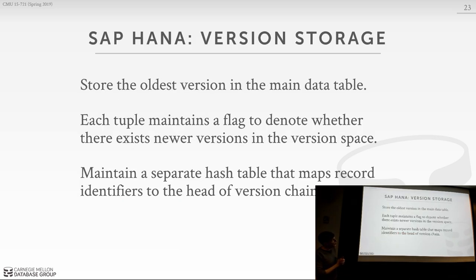The way they're going to do version storage is that they're going to store the oldest version in the main data table, and then the newest versions, including uncommitted versions, will always be out in the version space, in the time travel space. Unlike in Hekaton, where you stored the timestamp information about the visibility of a tuple within the tuple themselves, they're going to have a separate flag that says, I have older versions, go find where they are. And instead of using a version vector like in Hyper, they're going to maintain a separate hash table that maps a logical record ID for the tuple to the head of the version chain.